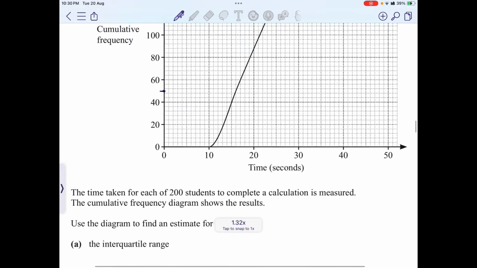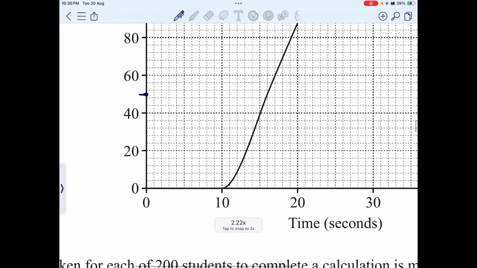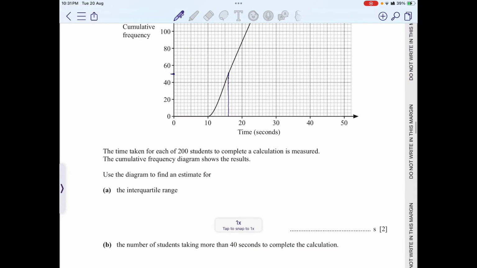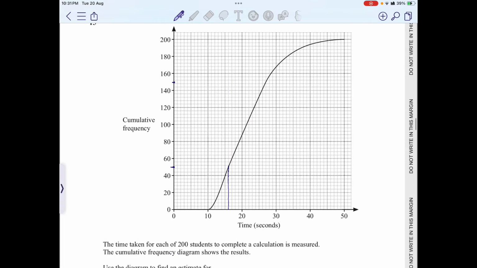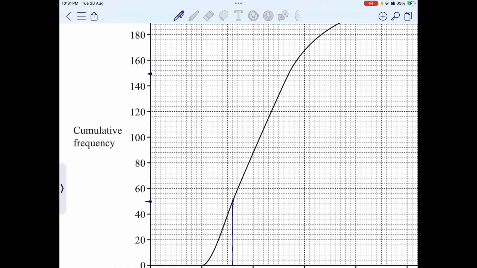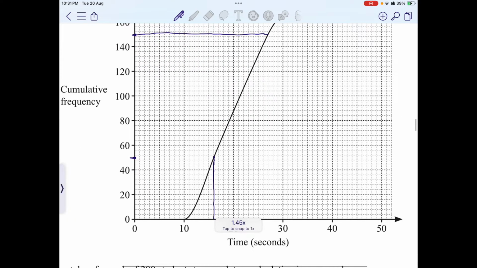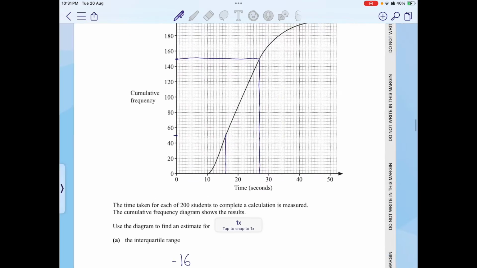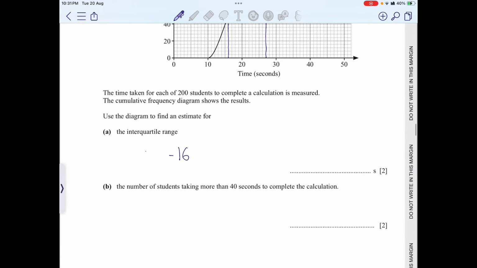So check the reading at 50. This is this reading. If I point it down, that gives me 16. Okay, this is my lower quartile. If I check the upper quartile, the reading goes around here. This is often perfectly marked so that students don't struggle. And if I take it down, that gives me 27. 27 minus 16 is 11.